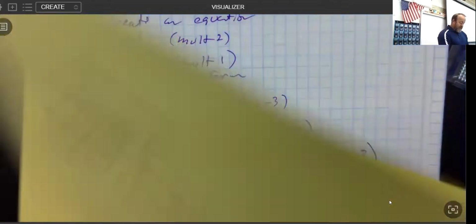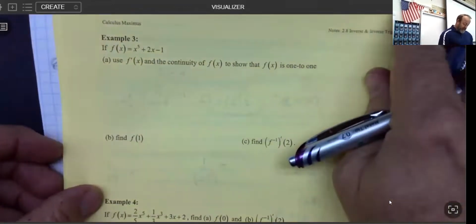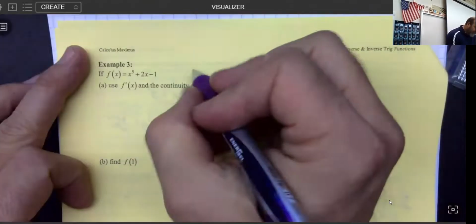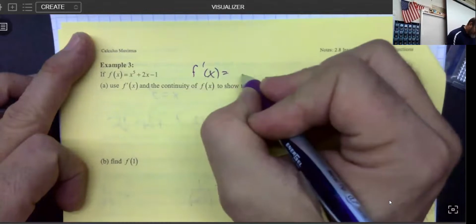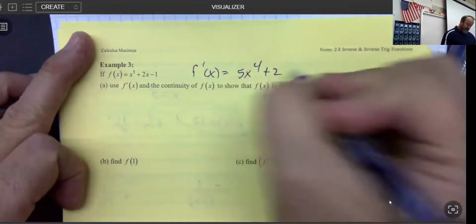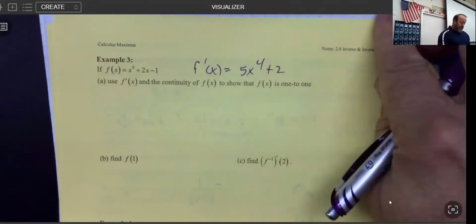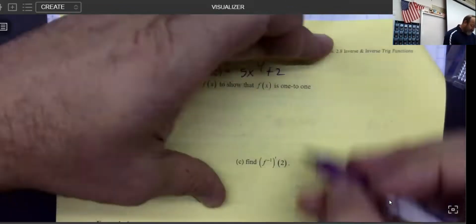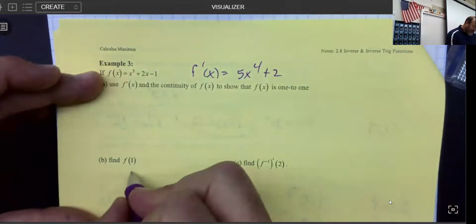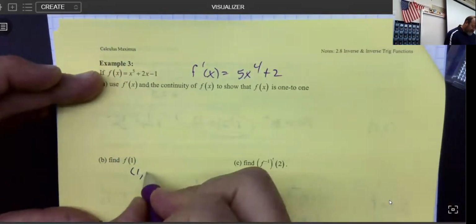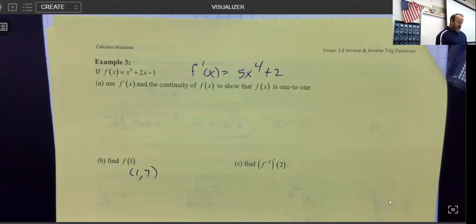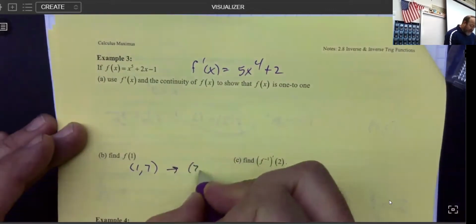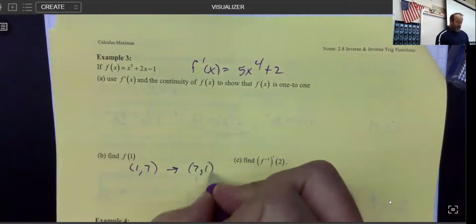So with that in mind, if we had this particular story, let's just kind of go through this. f prime of x would be 5x to the 4th plus 2. And let's say that we wanted to know what happened at 1. So what is f of 1? f of 1 is the point (1, 7), right? That means on the other function, f inverse of 7 would be 1.